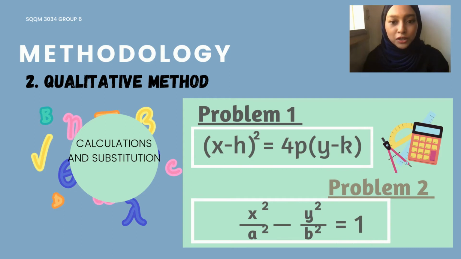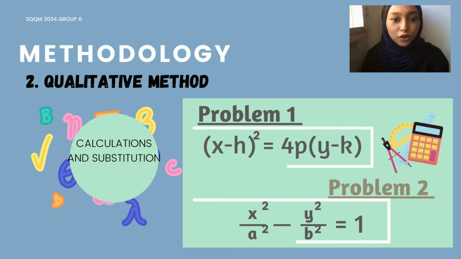All the information we gathered is then substituted into the equation to get the value of P. Problem number 2 is the equation of hyperbola, which is about finding the sides A and B of a cooling tower, solving the equation by using the substitution method.